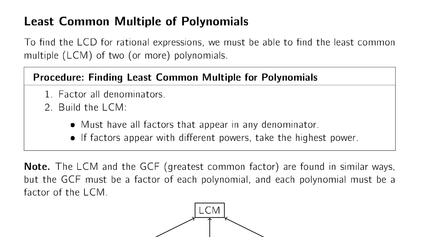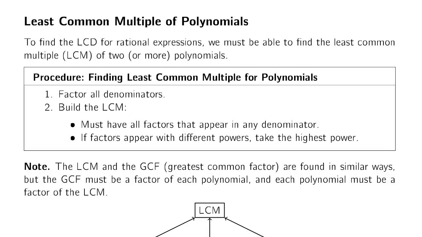So how do we do this? To find the least common multiple of a pair of polynomials or a group of polynomials, we factor all of the denominators, and then we build the least common multiple to have all the factors that appear in any denominator. And if a factor appears with different powers, we take the highest power. The goal is that we have the smallest possible polynomial, so that's lowest degree, smallest coefficients, that is still a multiple of each of the polynomials.